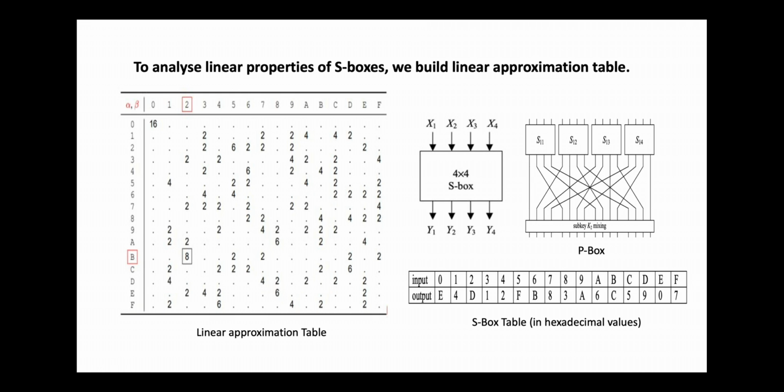Now let's see other inputs. If your input is 4, you have to find the most probable output with input 4, and in this row this value is 6. So we can say 6 is the most probable output.